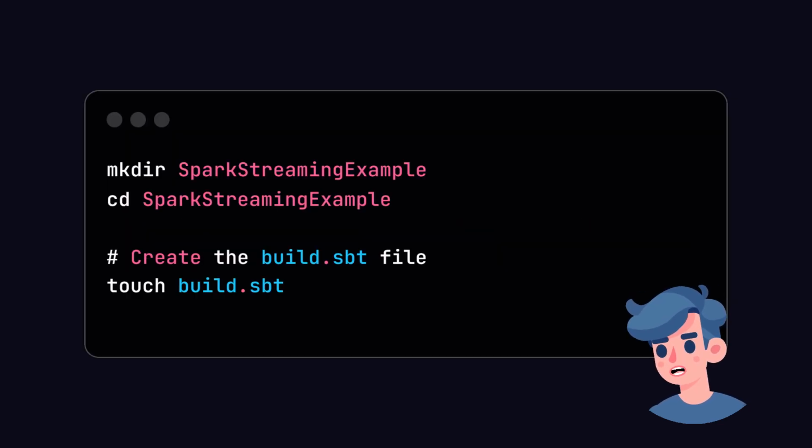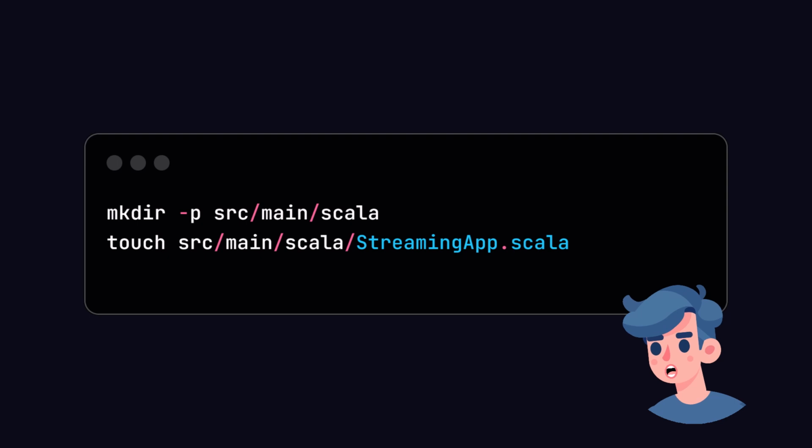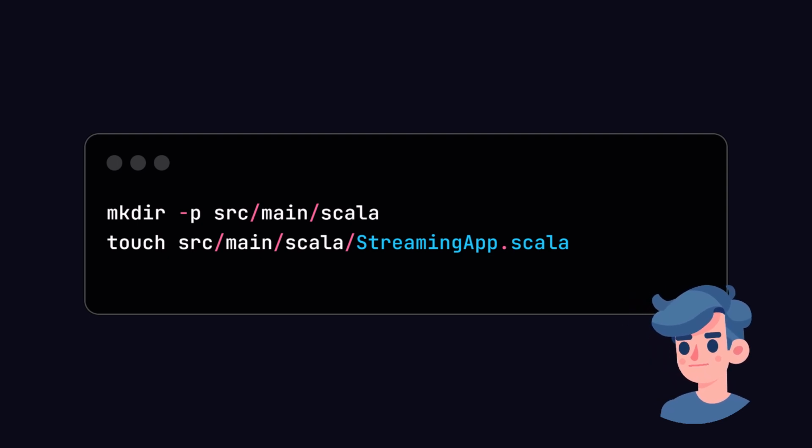Now that we have our environment set up, let's create a new Scala project. Your directory structure should look something like this: a project folder which contains a build.sbt file and a src directory for your source code. In your build.sbt file, we will add the Spark dependencies. This includes Spark Streaming and the core Spark library. Great! Now let's create a Spark Streaming application. In your src directory, create a new Scala file named streamingapp.scala. This will contain our main application logic.